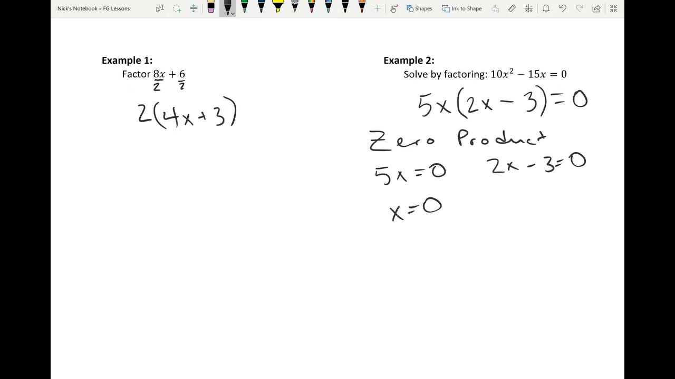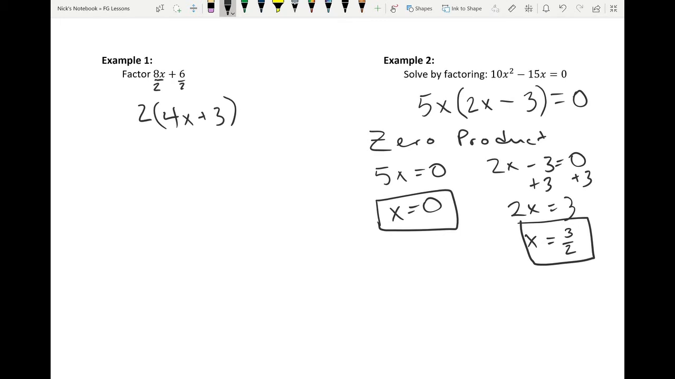Now, if we take 2x minus 3, we can add the 3. So 2x equals 3. Divide by 2, and you now get x equals 3 divided by 2. We can leave it as a fraction. There you go. So x equals 0 and x equals 3 over 2. A lot of times for these quadratic equations, there's going to be a squared. A lot of times that tells you there's a possibility that there's going to be two answers, two solutions. Not always, and we'll get to what that means later on as well.